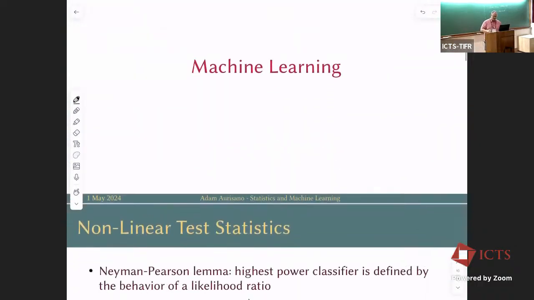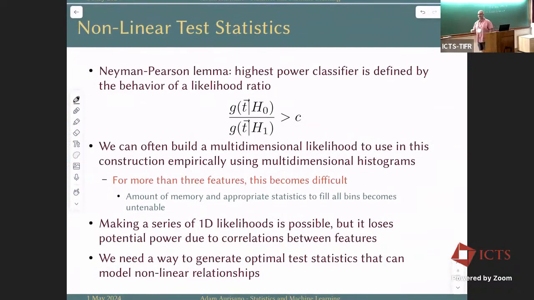Okay, now let's move on to machine learning. So when we talked about the Neyman-Pearson lemma, we said that the highest power classifier is defined by the behavior of a likelihood ratio, right? So the probability distribution of a test statistic under your null hypothesis and under your alternate hypothesis. So it's often possible to build multidimensional likelihoods empirically, basically making multidimensional histograms under these different hypotheses to construct this, to allow you to construct this decision surface of basically what is one thing versus the other.